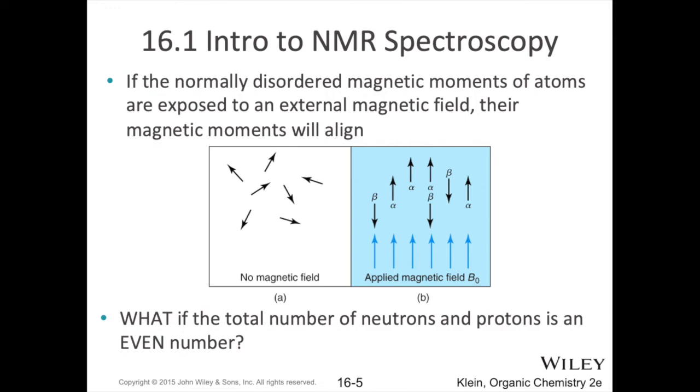If it's aligned with the magnetic field, we say it's in that alpha position, and if it's against, we say that it's in that beta position. But the bottom line is that they are going to be parallel to this magnetic field. And again, you need an odd number of nucleons to have this magnetic moment in the first place. If you have an even number, they aren't capable of interacting here. It'd be like having a non-polar molecule in the presence of an electrical field. The electrical field just doesn't affect it.